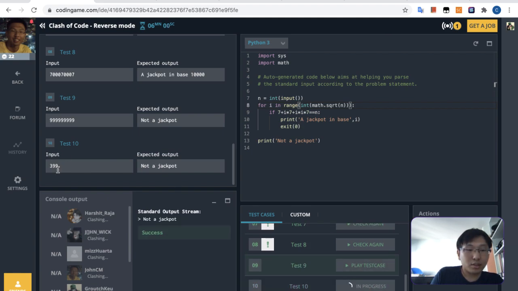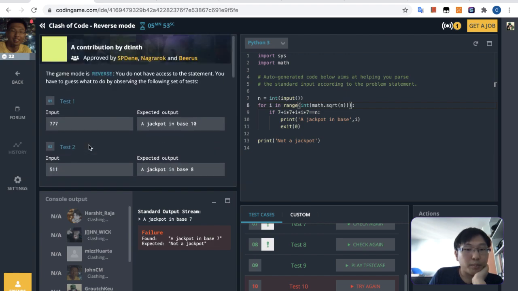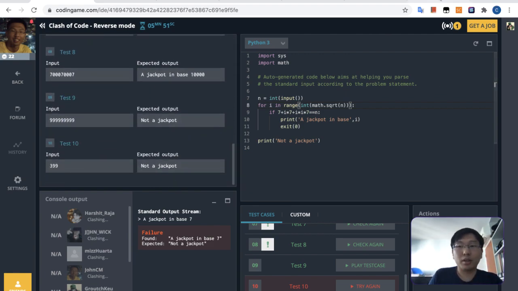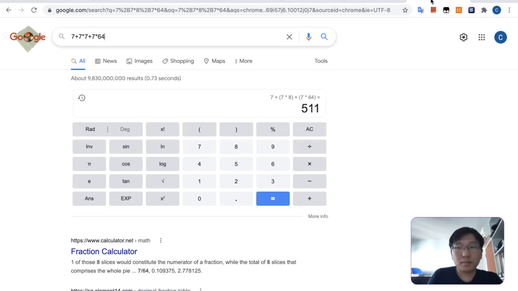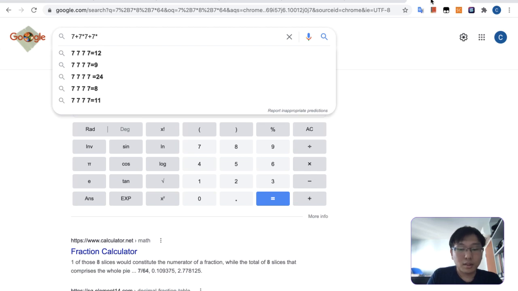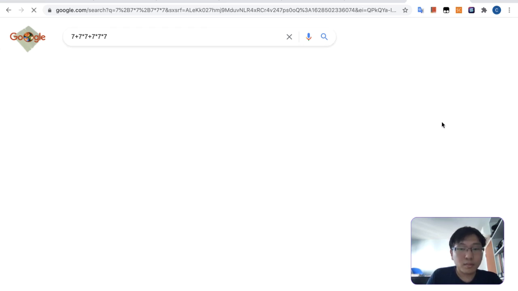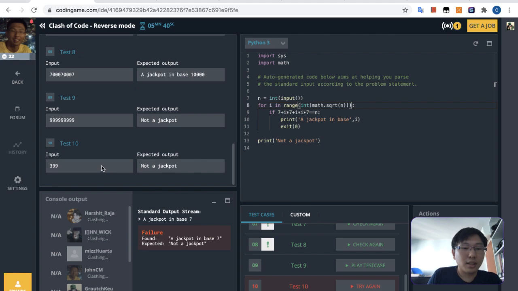Okay, the last one is 399. A jackpot in base 7, but they put there not a jackpot. So if we were to do this, 399, in the event of 7, there's no jackpot for 7. I'm not sure why that is the case, but yeah.